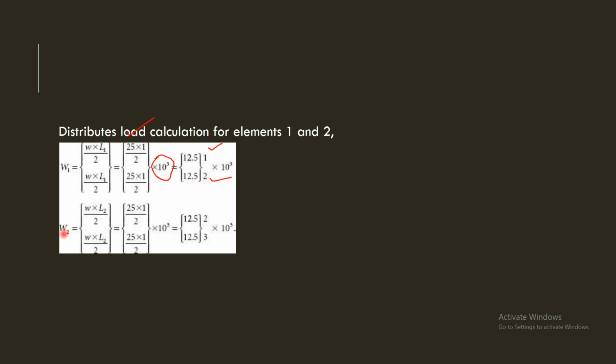Coming to the next element, for element 2 also, the number subscripts are going to change, WL2 divided by 2, WL2 divided by 2. So if I substitute all these things, once again I'm going to get the same values, but the only difference is about the node number. Here it starts with node 2, element 2, and node 3, that is element 2's second node. So like this, node numbering is important.